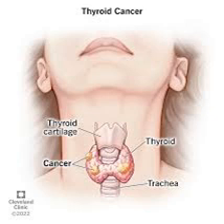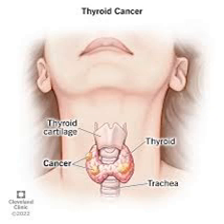Difficulty swallowing. As the tumor grows, it may compress the esophagus, causing swallowing difficulties. Breathing difficulties. Large tumors can obstruct the trachea, leading to breathing issues. Swollen lymph nodes. Lymph nodes in the neck may become enlarged if the cancer spreads.